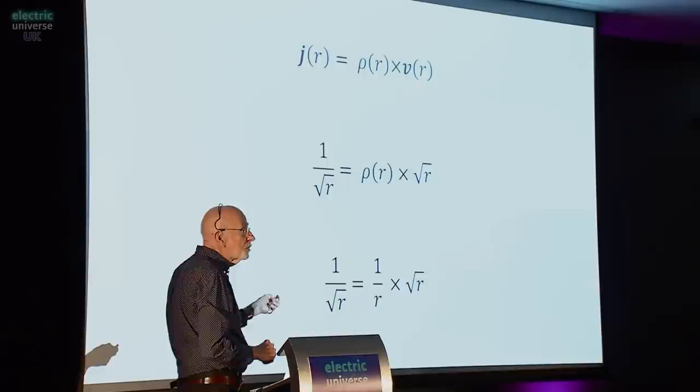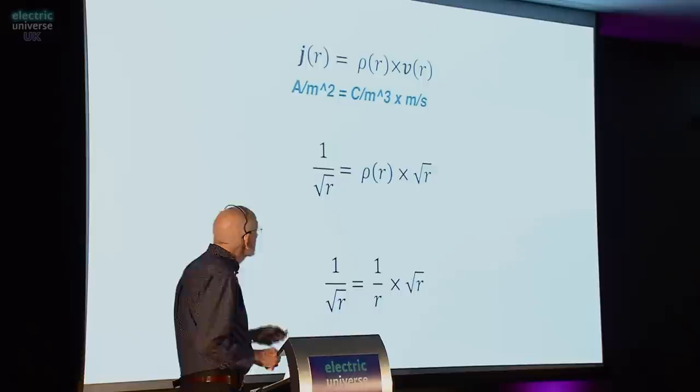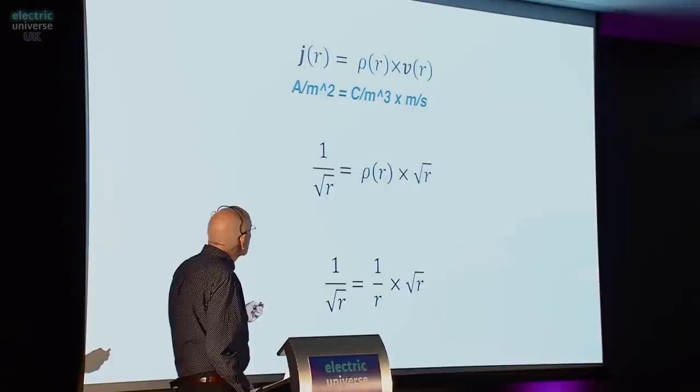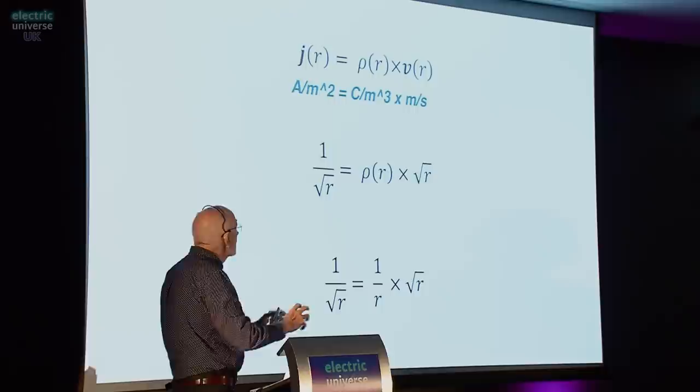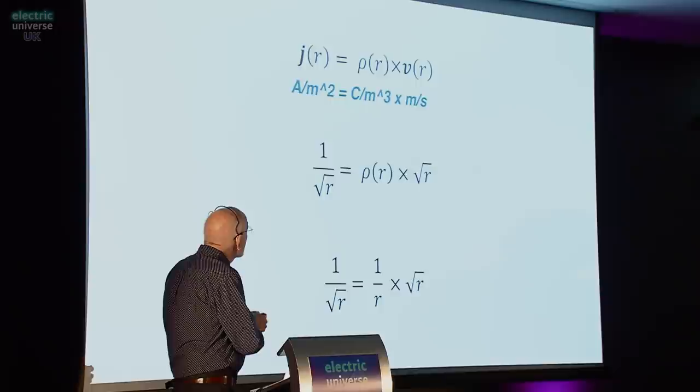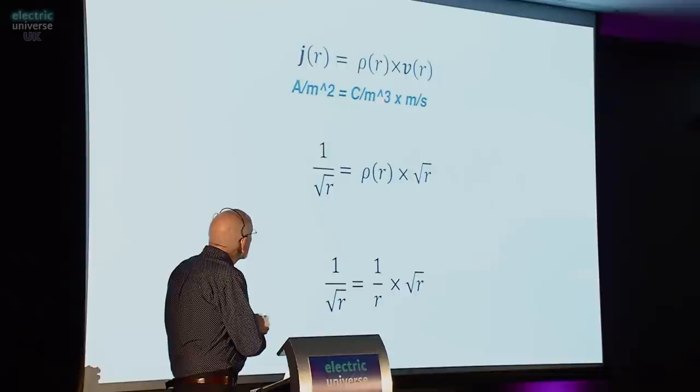So dimension-wise, you can see it's amps per square meter, how many amps per square meter are going there. The density is coulombs per cubic meter. You take a box and you've got 70 gallons of water in it. And you move that box with a velocity of so many meters per second. Well, this meter in the numerator cancels one of those 3 meters in the denominator, and so what you end up with over on the right side of the equation is charge, coulombs, per square meter per second.